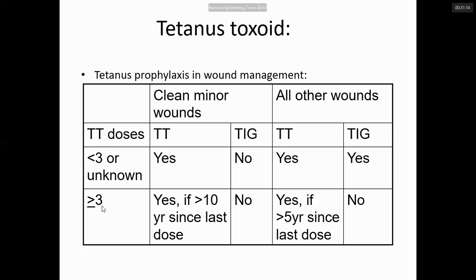If 3 or more doses of tetanus toxoid were given previously, then if it is 5 years past the last dose, we have to give tetanus toxoid, but no need to give immunoglobulin if all 3 doses were received previously.